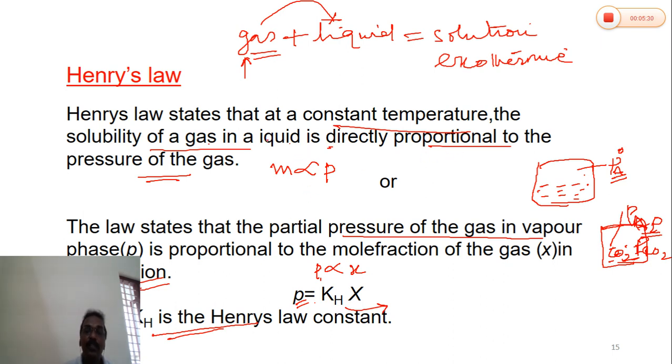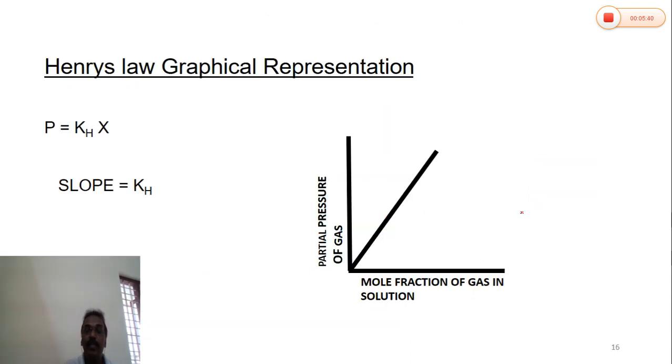Henry's law can be stated in two ways. One is that the solubility of a gas in a liquid is directly proportional to the pressure of the gas. The other is that the partial pressure of the gas in the vapor phase is proportional to the mole fraction of the gas in the liquid. Now this is the graphical representation of Henry's law. The partial pressure is plotted against the mole fraction. As the pressure increases, the solubility, that is the mole fraction of the gas, also increases.